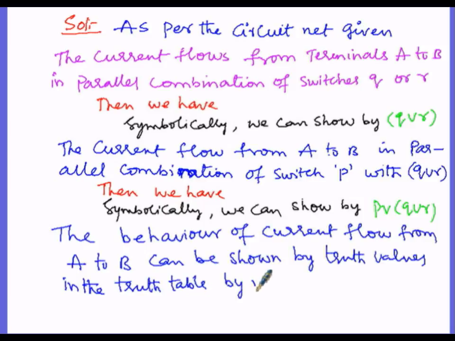By means of the condition which is nothing but P or (Q or R), we have to find out the truth values of this condition. In case we get the truth value as T, it shows that the current flows from the terminal A to B, and in case we get the truth value as F, then it shows that the current does not flow from the terminal A to B.